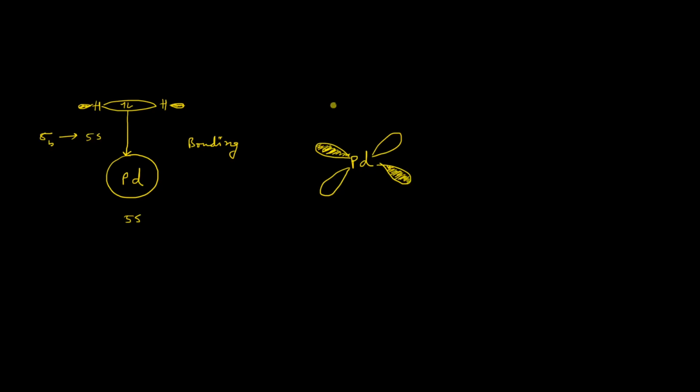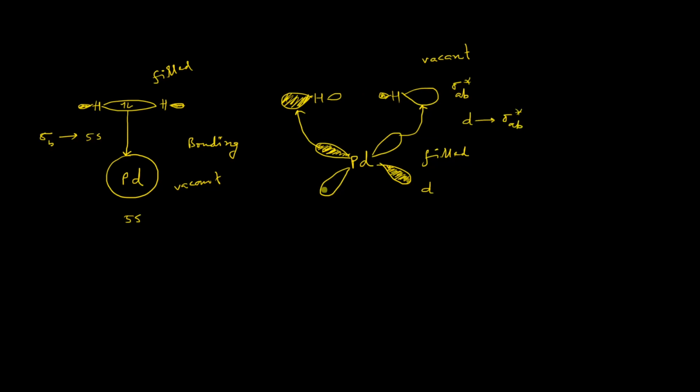So this is the pictorial representation of a d orbital. In this case, this particular 5s orbital is vacant, and this is filled. Here this d orbital is filled, and this sigma star is basically vacant. So what will happen? Palladium will donate its d electron to the sigma star orbital of hydrogen, and both of these processes are basically weakening the hydrogen single bond.